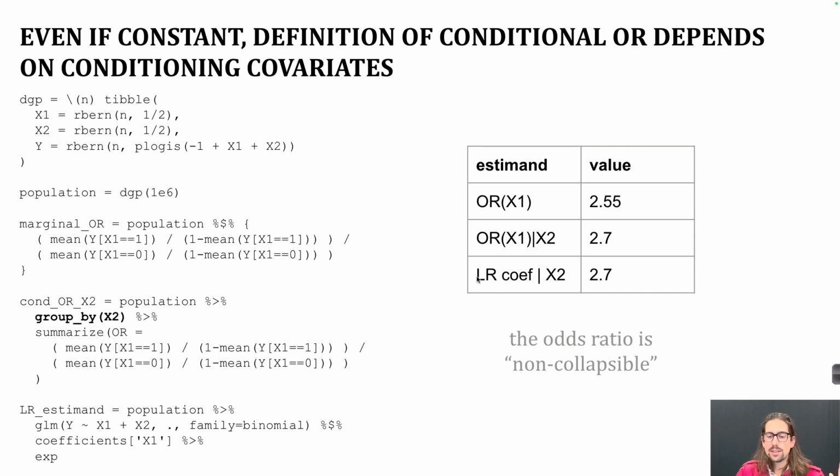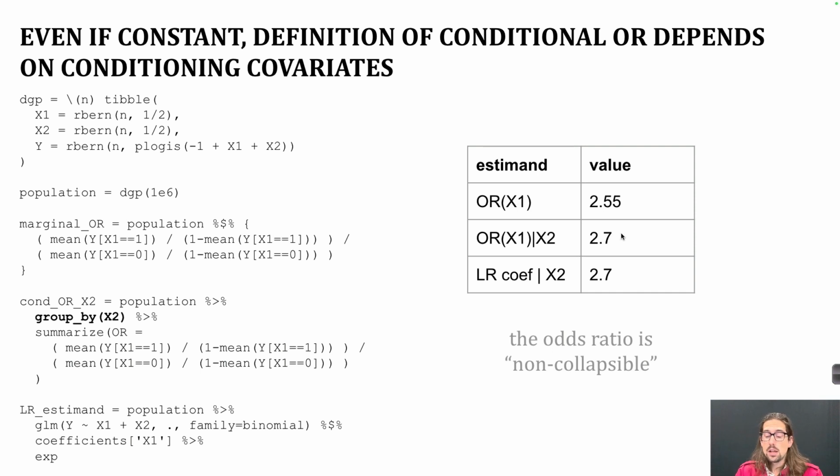It's just that this thing is not the same. It is not an estimate of the marginal odds ratio. It is estimating this conditional odds ratio. And that's very weird, okay? And this conditional odds ratio is not the same as the marginal odds ratio.